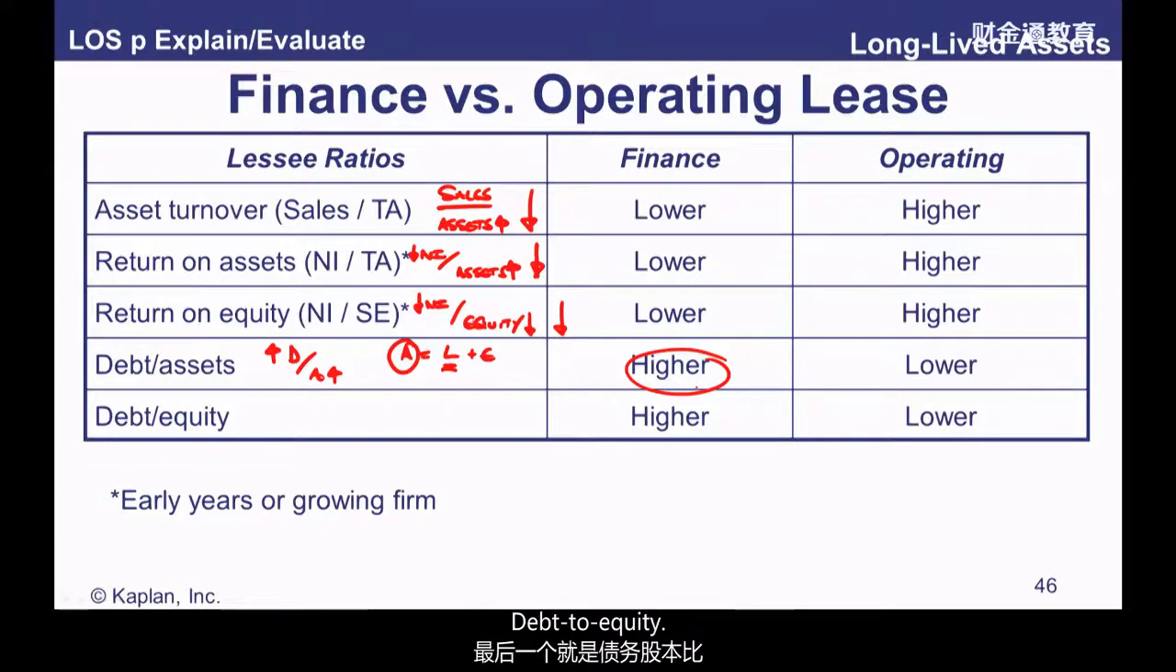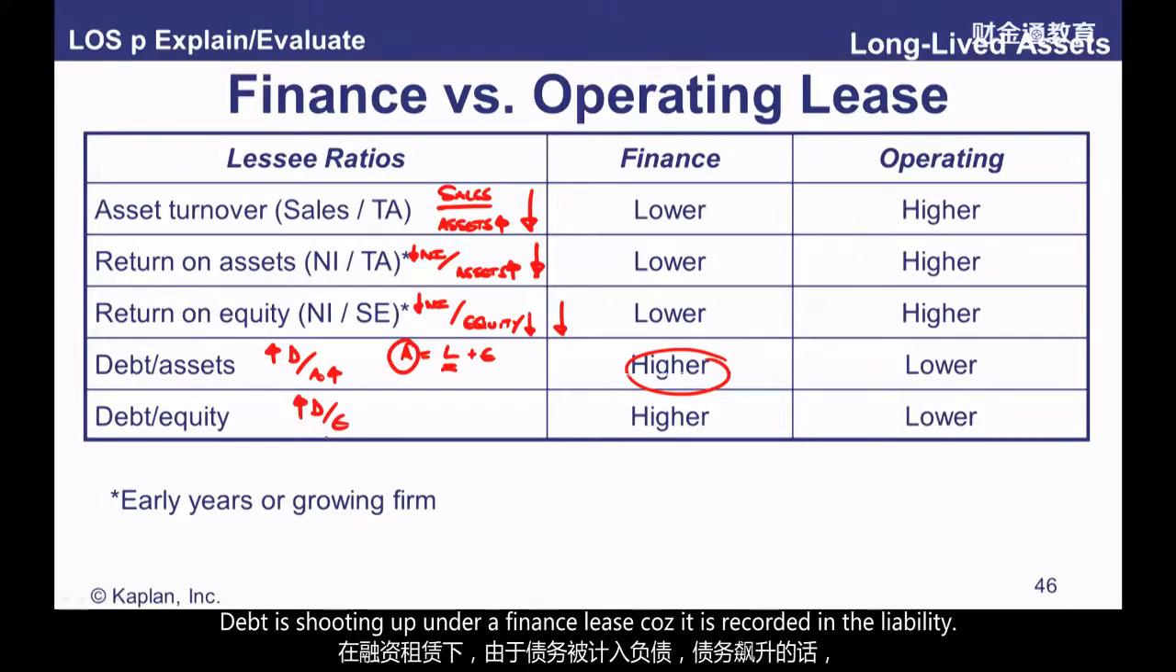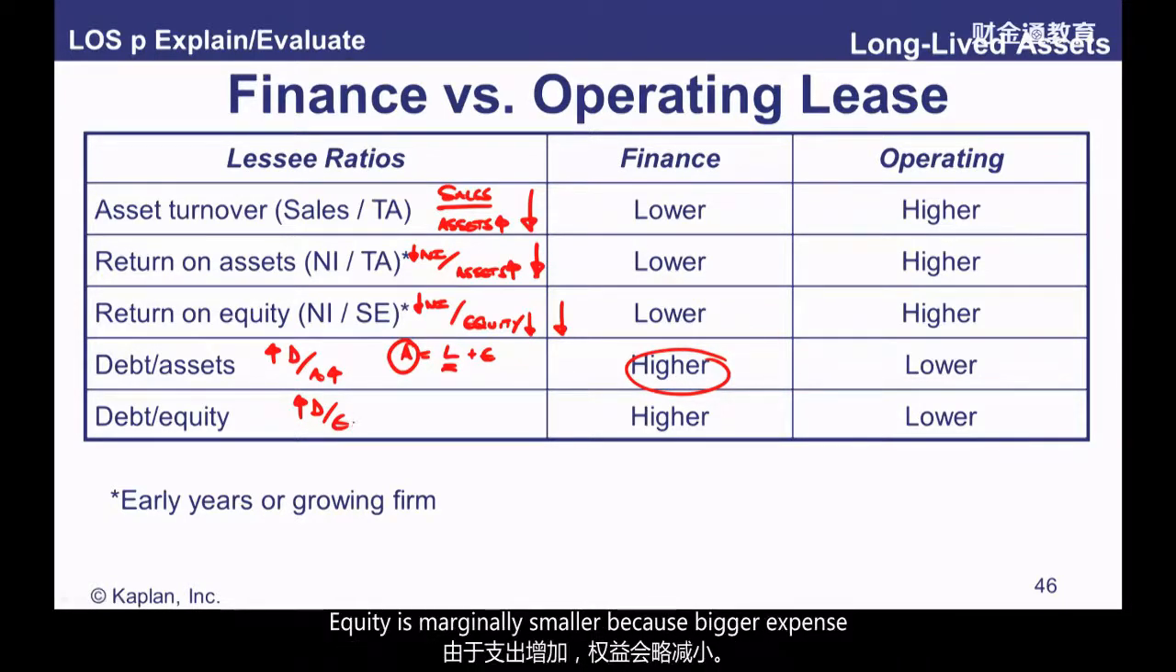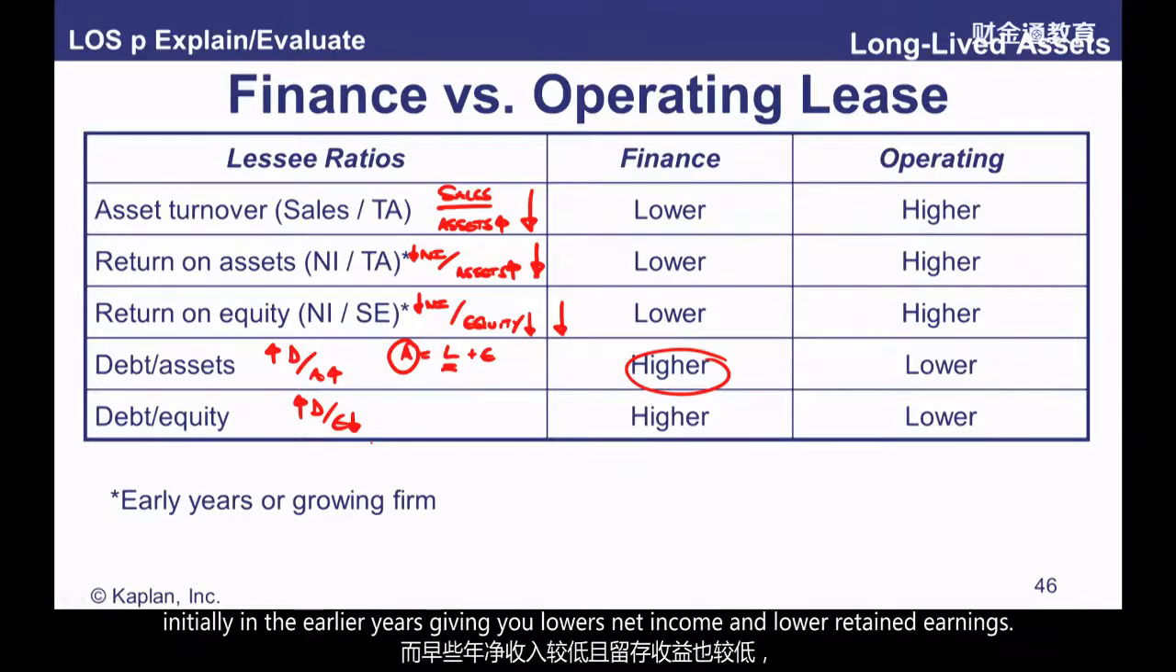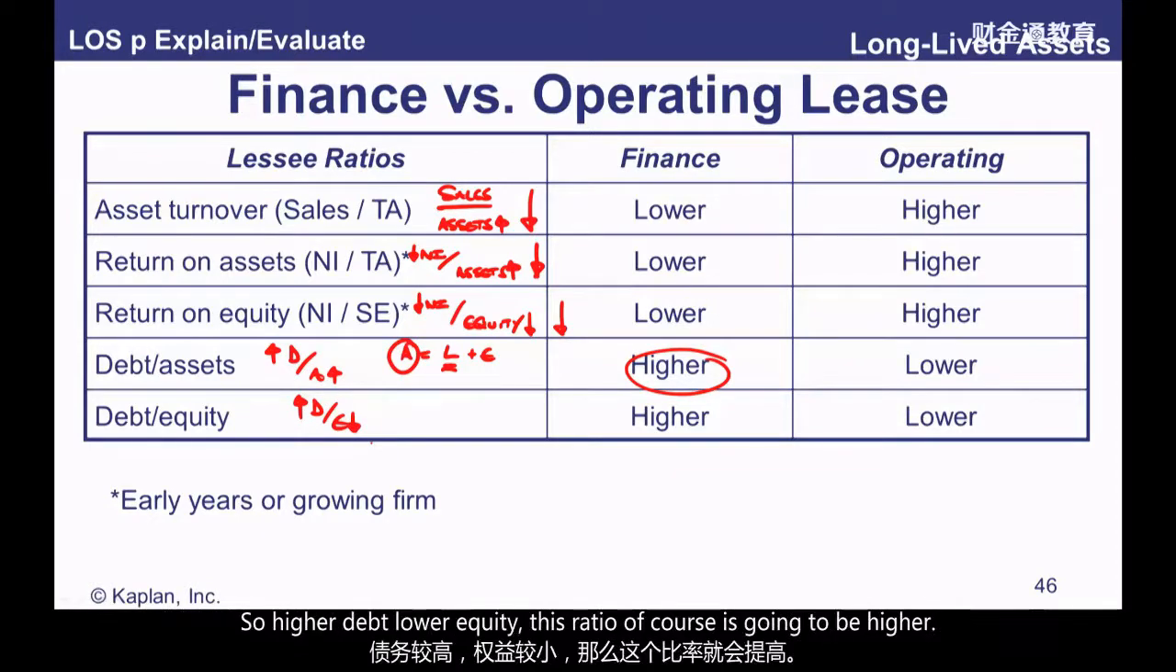Debt to equity, well, of course, debt over equity. Debt is shooting up under a finance lease because we're recording the liability. Equity is marginally smaller because of a bigger expense initially in the earlier years, giving you lower net income, lower retained earnings. So higher debt, lower equity. This ratio, of course, is going to be higher.